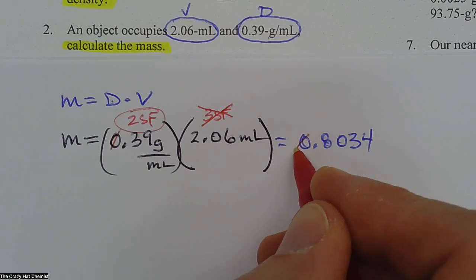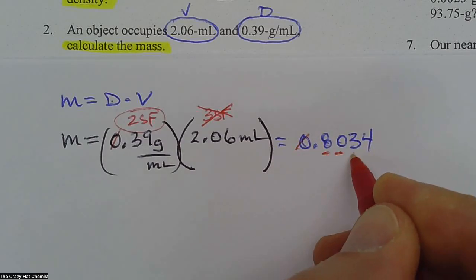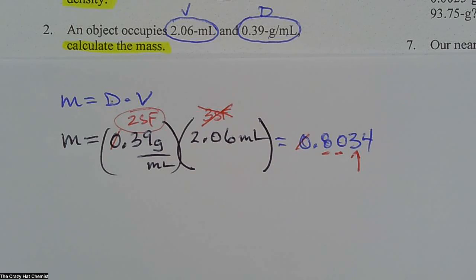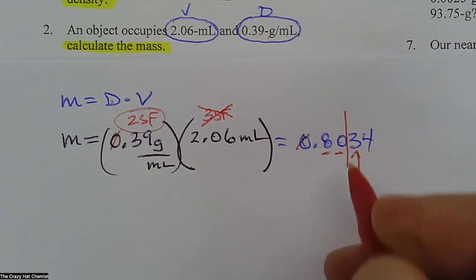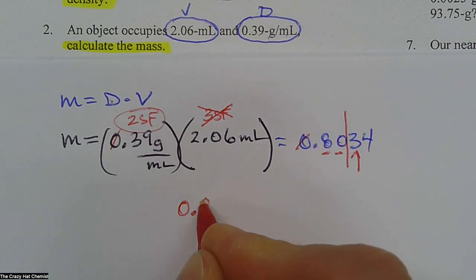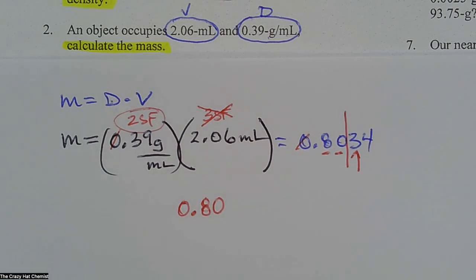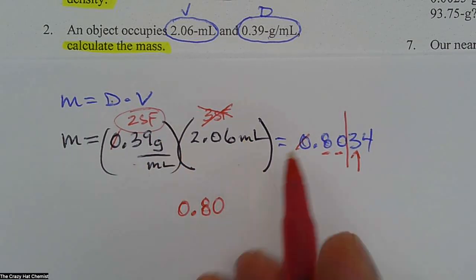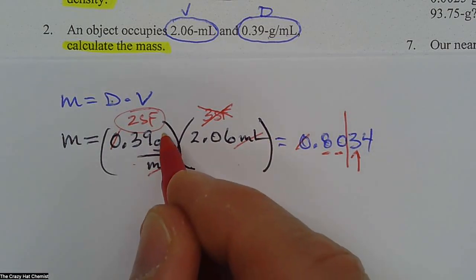Remember, leading zeros do not count. That's 1 and 2 significant figures. I am rounding with that 3. That is less than 5, so I'm going to chop the numbers. So I'm going to have 0.80. And then you can look at the units. The milliliters cancel out. I'm left with grams.